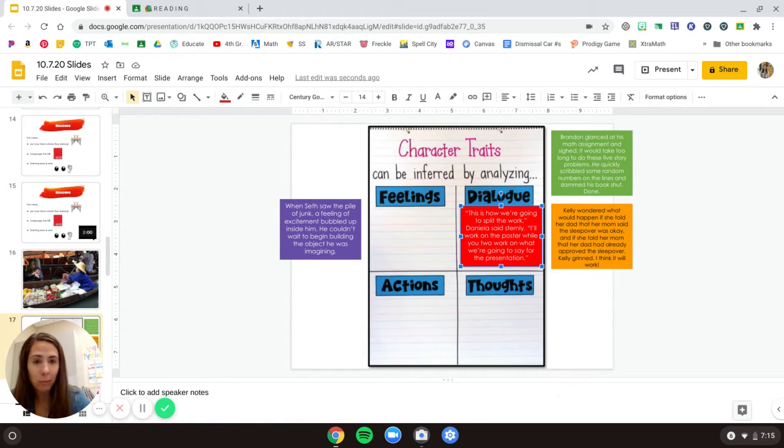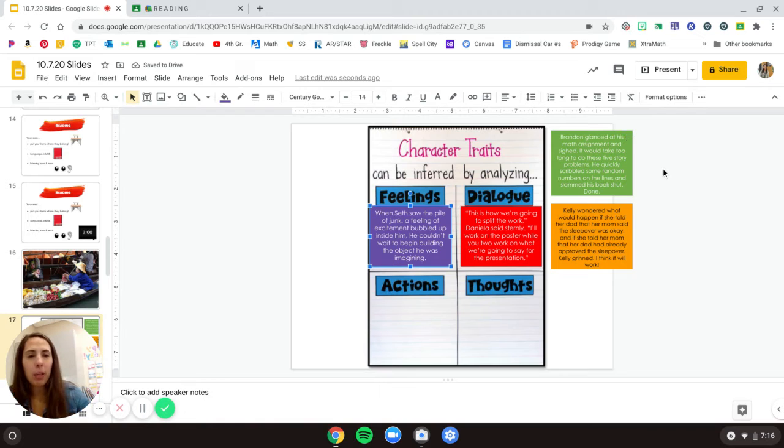So let's keep working. Let's do the purple one next. When Seth saw the pile of junk, a feeling of excitement bubbled up inside him. He couldn't wait to begin building the object he was imagining. So now I'm trying to infer Seth's character traits. I don't see any dialogue in there, any words that they're saying that can help me. But I noticed it talked about his feeling of excitement. So I can infer how he's feeling from his excitement. So I'm going to put that under the feeling side.